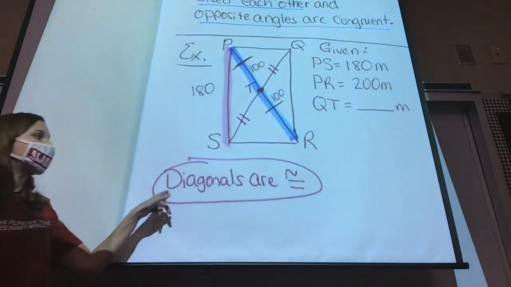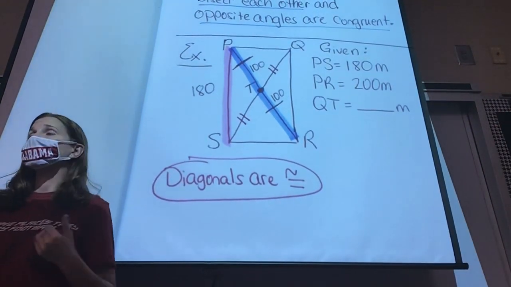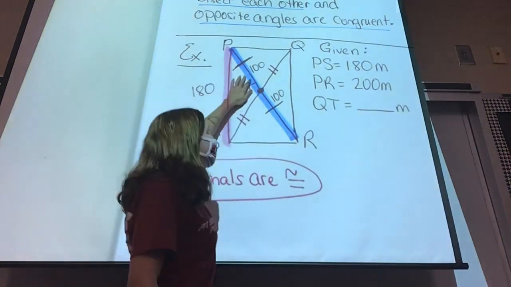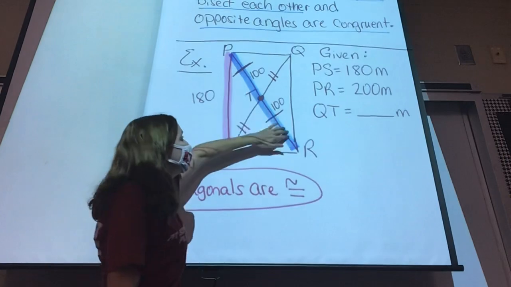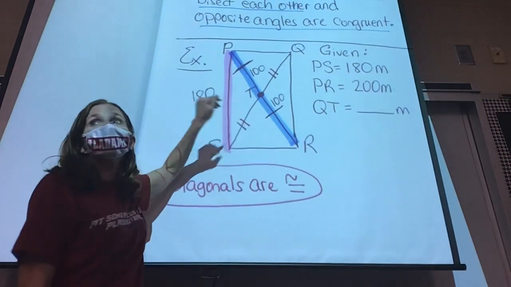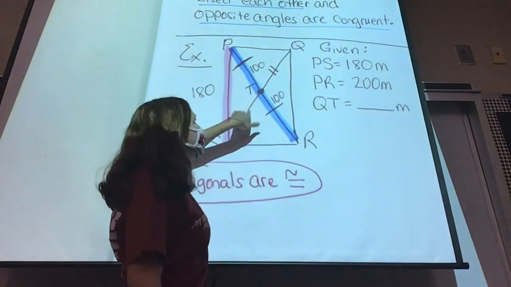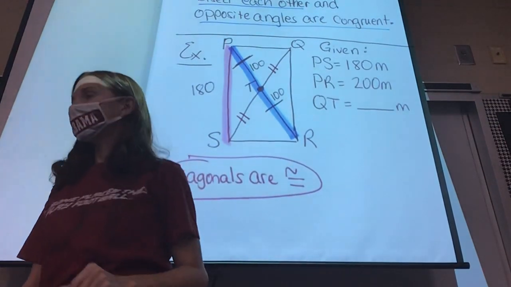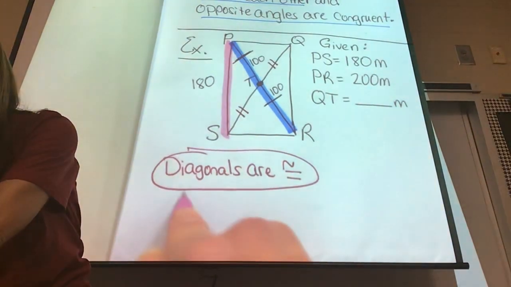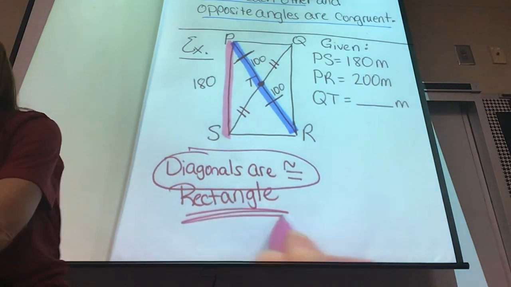So, if I know that my diagonals are congruent, do I really have to do anything? No. Because I know that if this diagonal is 200, then this one is also 200. So what does that make each one of these? 100. All because I know that in a rectangle, okay, now make sure you understand, that's a rectangle.